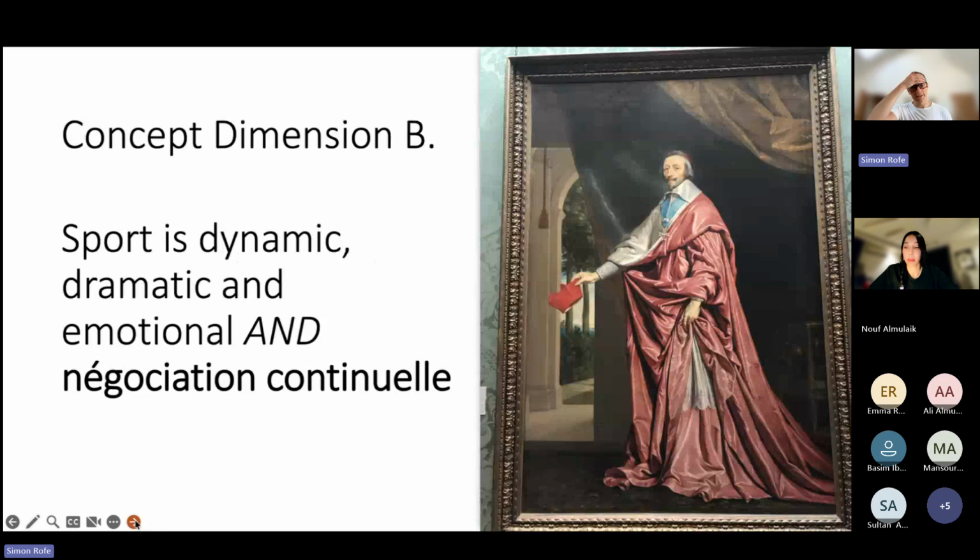Sport is dynamic, dramatic, emotional. It has that element of negotiation continuelle. These are, again, concepts that mean, in light of the nation state, that we have opportunity.